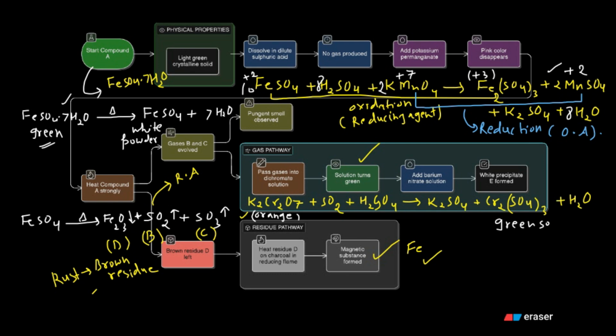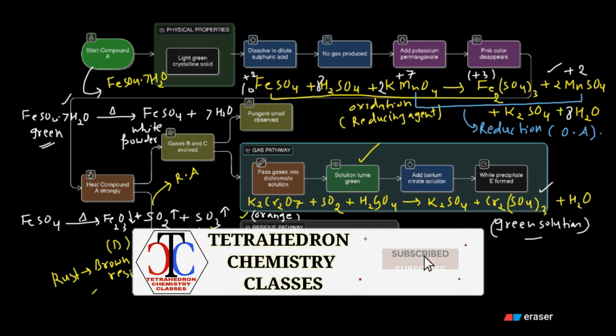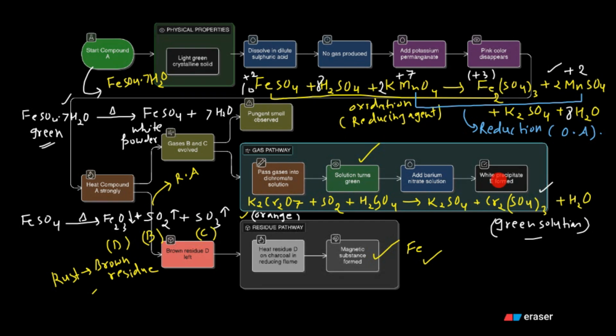If you do this particular reaction in the lab, you will find that your solution really becomes green. This green color is due to the formation of chromium sulfate. And after this, when you add barium nitrate to this green solution, your last compound E is formed, which is a white precipitate. So to this chromium sulfate, I am writing another reaction: Cr2(SO4)3 reacting with barium nitrate, Ba(NO3)2.